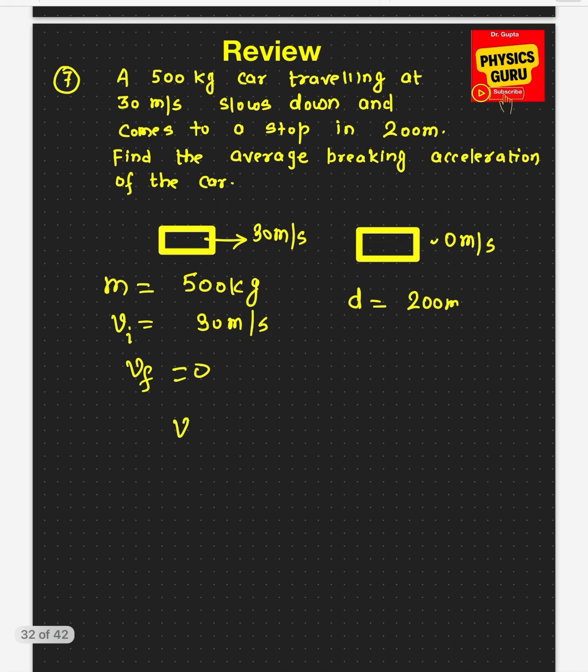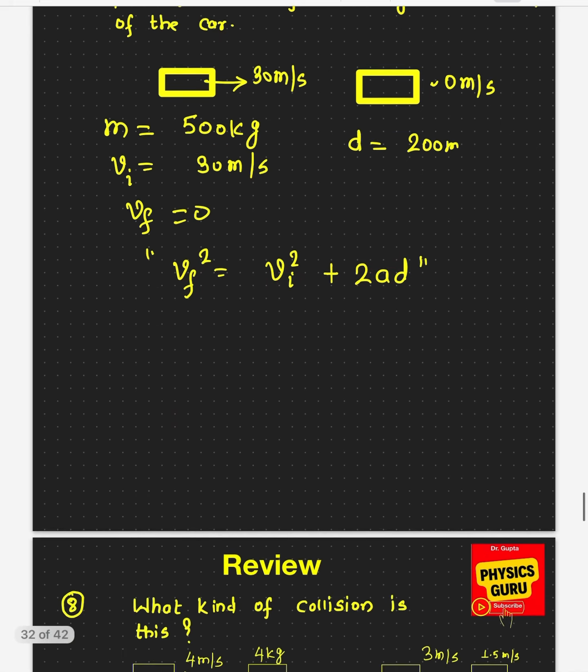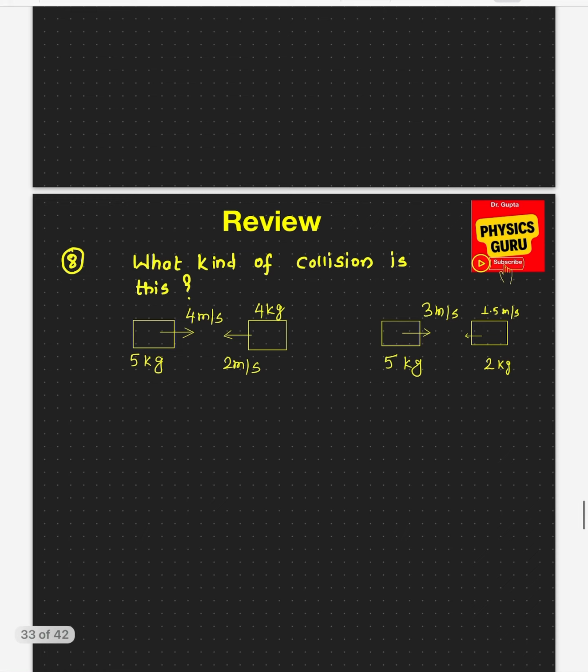All you have to use is this equation, vf squared equals vi squared plus 2ad. In this equation, I know my final speed, I know my initial speed. The 2 is a constant, a we need to calculate, d is given, so I should be able to find out the acceleration. Okay, let's go to the next one.